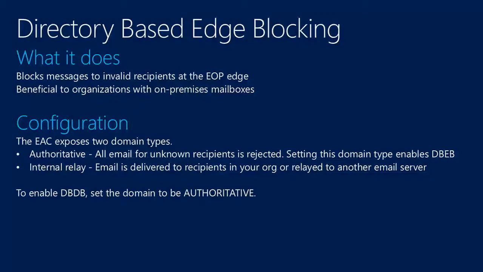Talked a little bit about directory-based edge blocking. Essentially, to turn this on, make sure you're using directory synchronization. Then you just set your domain type to authoritative. If you're fully hosted in the cloud, we're going to be doing this anyways. This is not something that you need to do. But if you have any on-prem servers and you want to stop mail coming in that's destined to mailboxes that just don't exist, that spammers are just guessing at, turn this on, and we will block those messages at our edge rather than forwarding them to your on-prem environment.